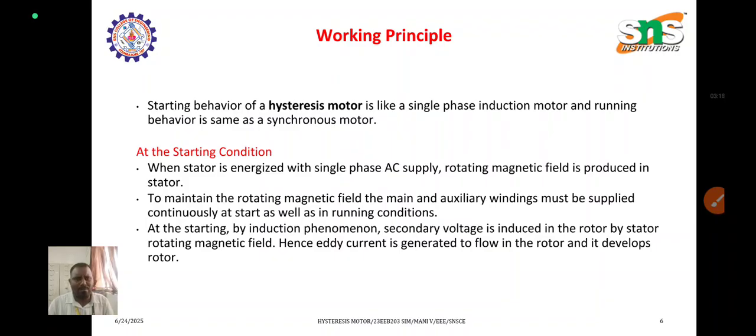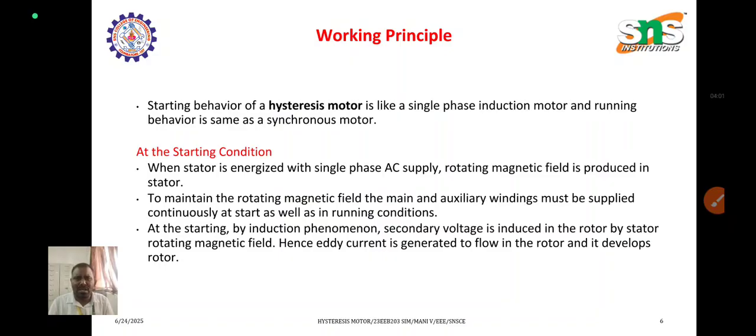So the main principle behind the hysteresis motor is that it is a single phase induction motor running like a synchronous motor. A single phase induction motor is normally called an asynchronous motor, but this runs just like a synchronous motor at a constant speed of 1500 rpm. At starting, the stator is energized by a single phase AC supply, so it produces a rotating magnetic field in the stator. To maintain the rotating magnetic field, the main and auxiliary winding must be supplied continuously at starting as well as running conditions.